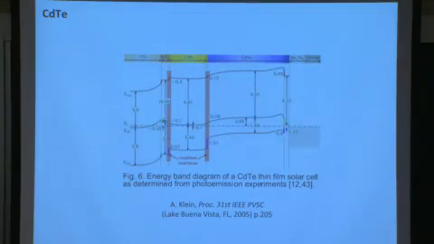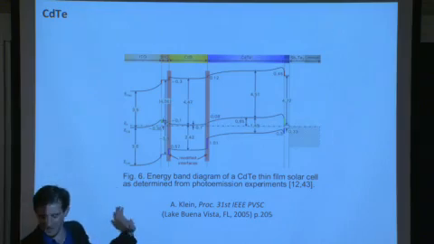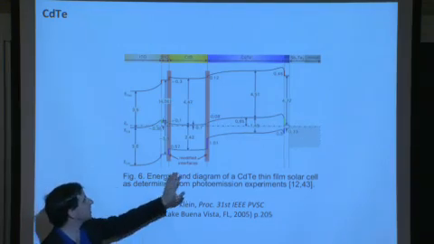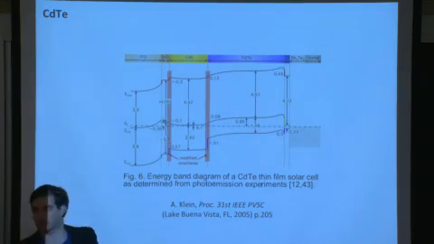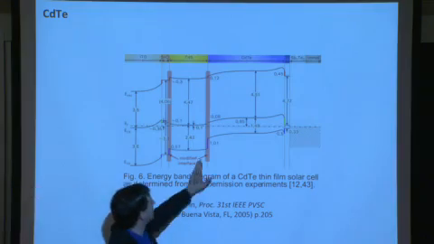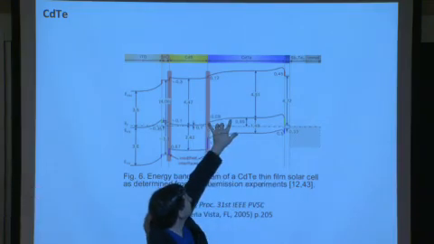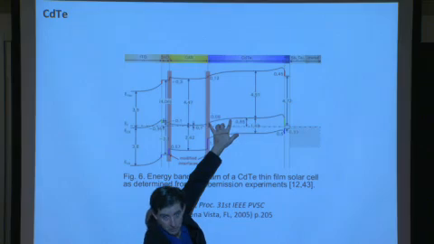The band diagram of a CadTel solar cell is shown right here. We have the CadTel here and the cadmium sulfide right here, so you can see the junction. Notice, because of the thickness of this layer, the band bending at these interfaces extends quite an appreciable percentage of the total thickness of your device.